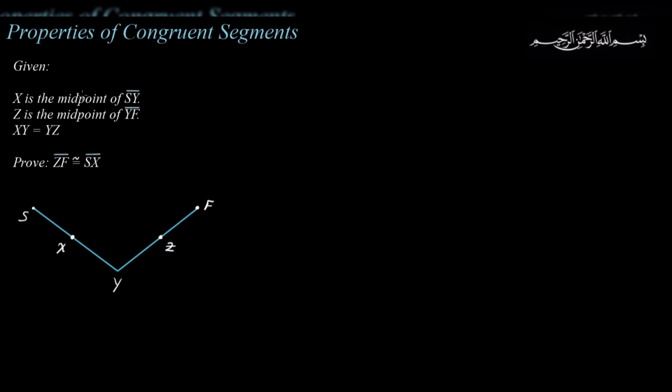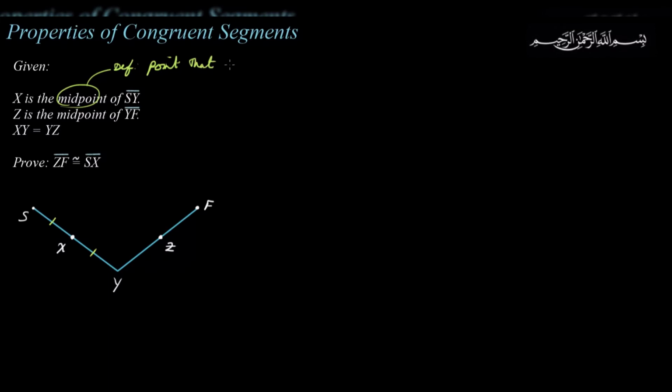It says, given X is the midpoint of segment SY. So here's segment SY over here, and X is the midpoint. Now what does that mean? That means that it divides this segment into 2 congruent segments. Now you have to know the definition of midpoint precisely. If somebody asks you what's the definition of a midpoint, you have to say a midpoint is a point that divides a segment into 2 congruent segments.